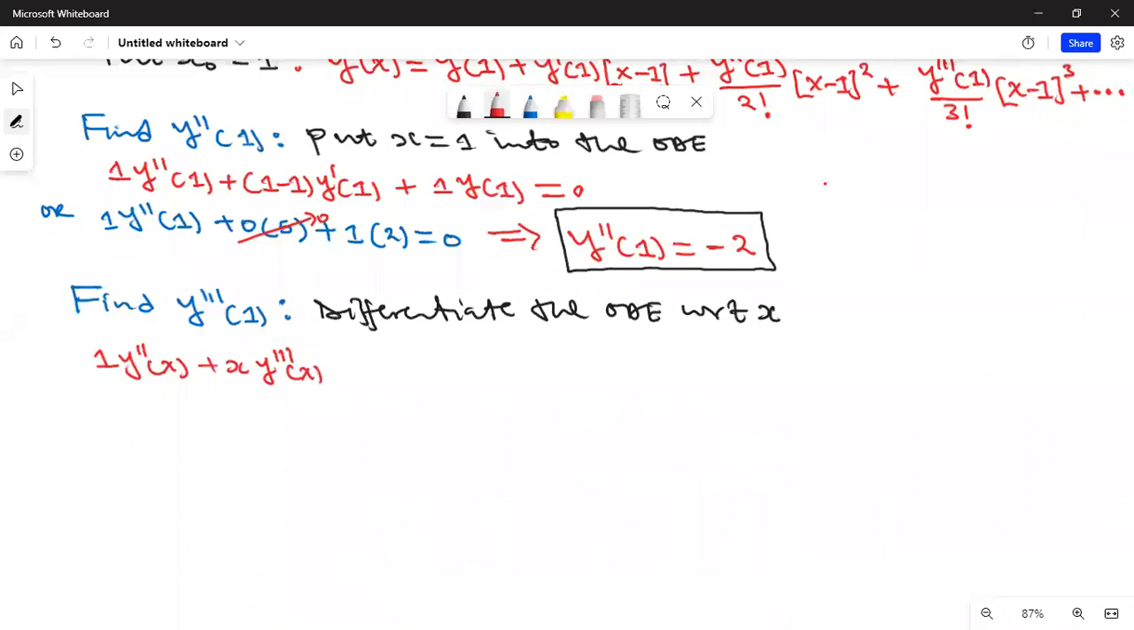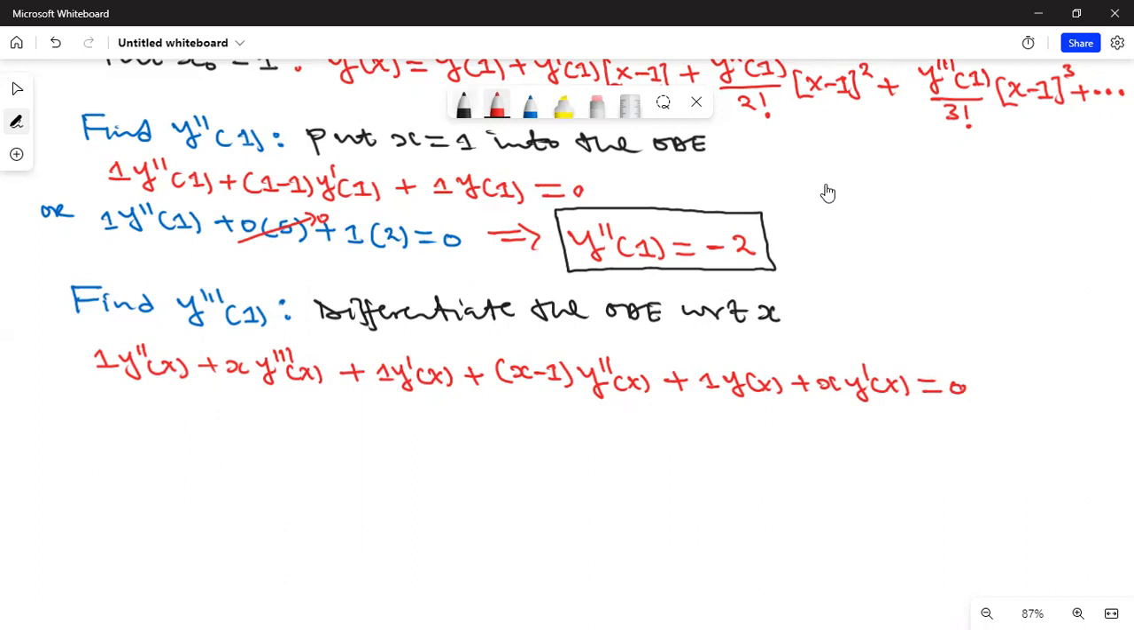Differentiate the second term. Again, u prime is 1 times y prime of x, plus u, which is x minus 1, times y double prime of x. The third term, again, differentiate. That will give us 1 times y of x plus now x times y prime of x. That should give us 0 on the right-hand side.